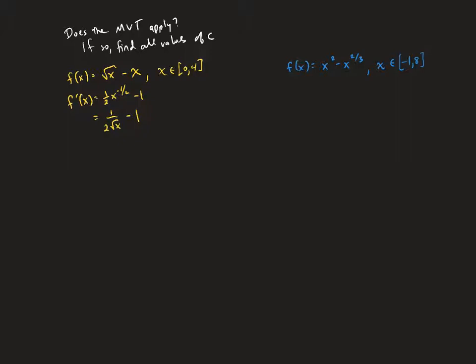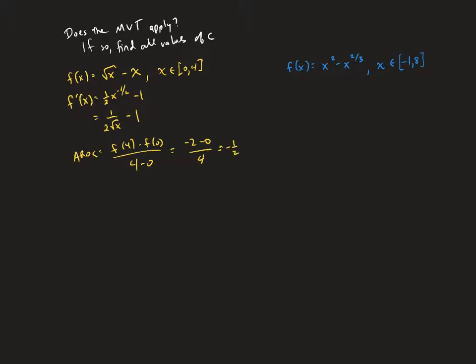So with that in mind, I'm going to find the AROC, which is going to be f of 4 minus f of 0 all over 4 minus 0. Pretty sure f of 4 is negative 2 and f of 0 is 0, and it's going to be over 4. So that means my AROC is negative 1/2.